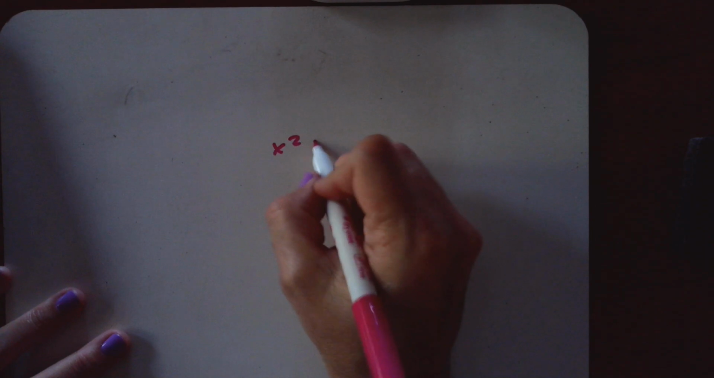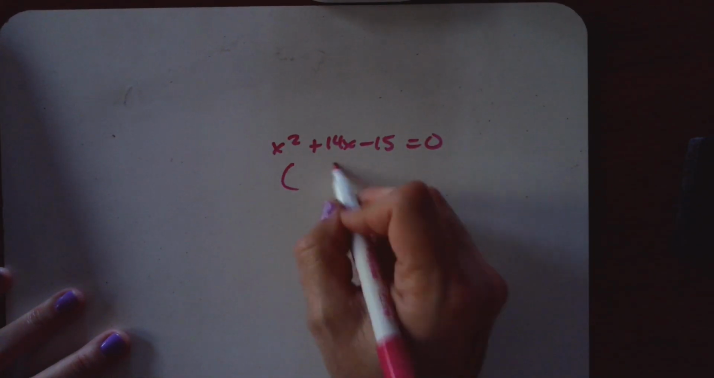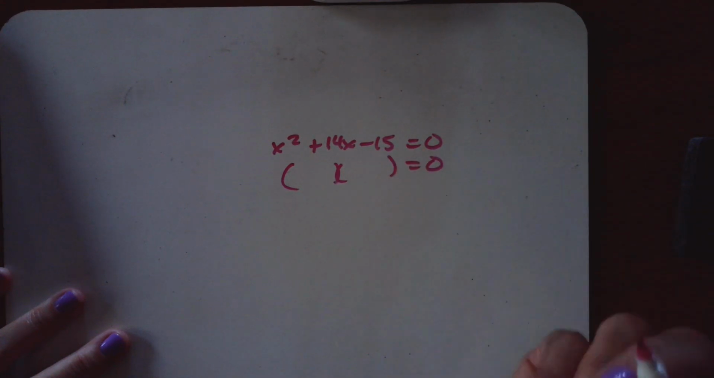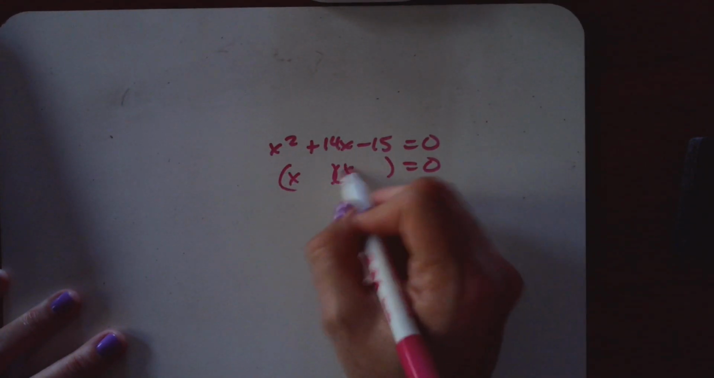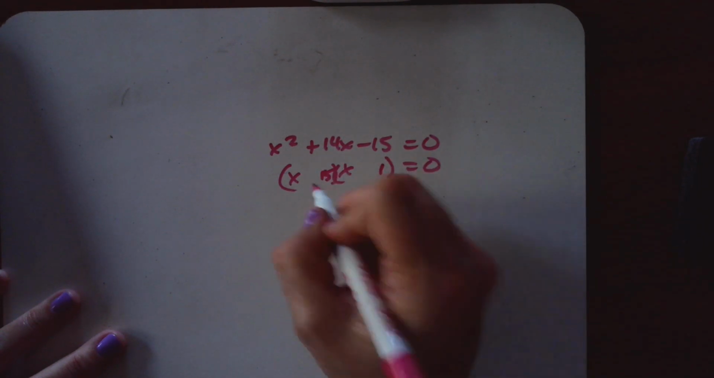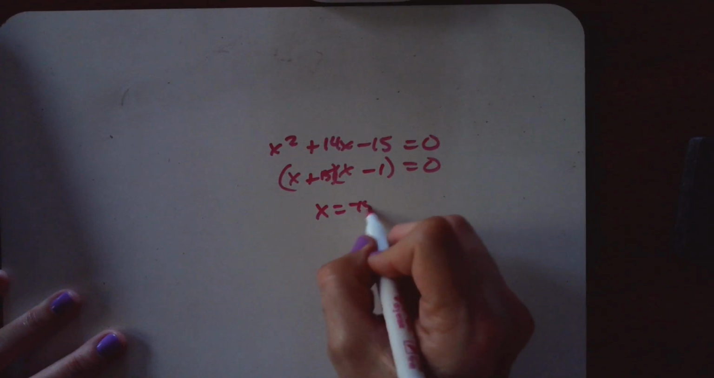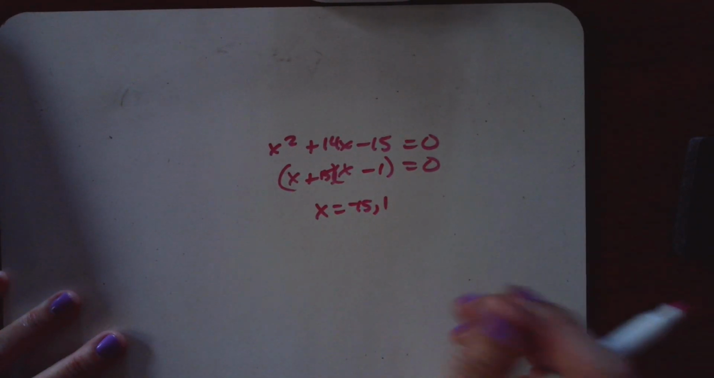All right, on the next one down here, it says solve by factoring. So I got x squared plus 14x minus 15 equals 0. So it's ready to factor. You don't even have to move anything over. So I got x and x. What multiplies to 15 and makes 14? Got 15 and 1, plus 15 minus 1. So my answers are negative 15 and positive 1.